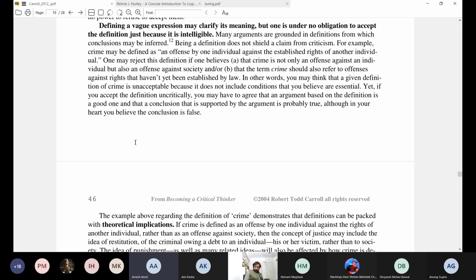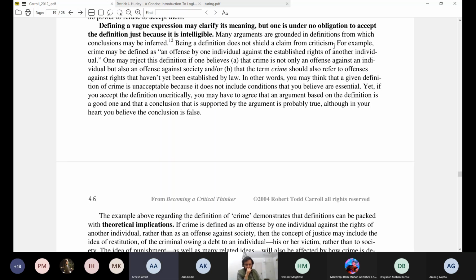Many arguments are grounded in definitions from which conclusions may be inferred. Being a definition does not shield a claim from criticism. For example, crime may be defined as an offense by an individual against the established rights of another individual. One may reject this definition if one believes that crime is not only an offense against an individual, but also an offense against the society, and or that the term crime should also refer to offenses against the rights that haven't yet been established by law.